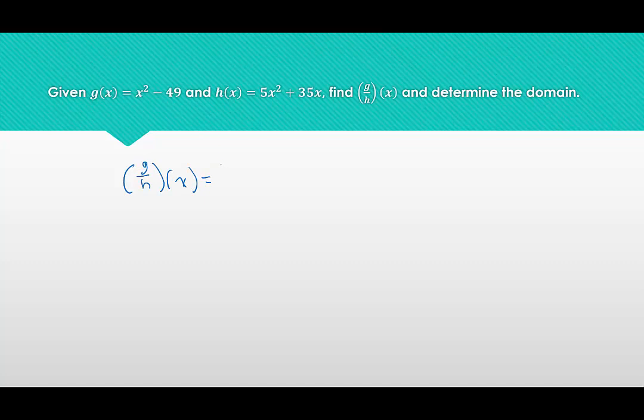And so that's going to be g, x squared minus 49, over h, 5x squared plus 35x. And now what we want to do is, it looks like both the numerator and denominator are factorable. x squared minus 49, that's a difference of squares. We have a root here of x and a root here of 7. So it's going to be root minus root times root plus root.